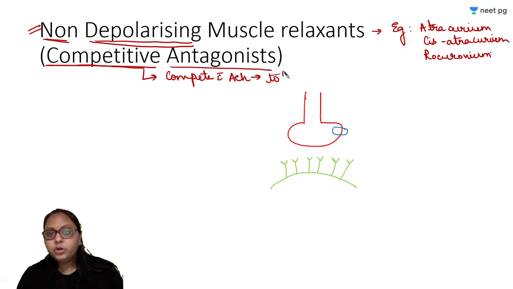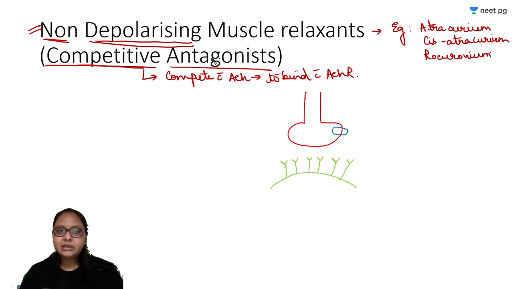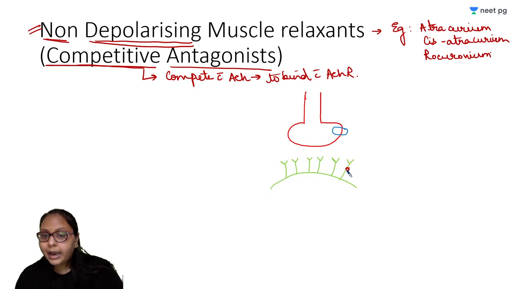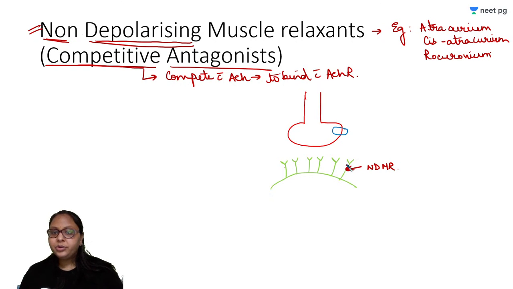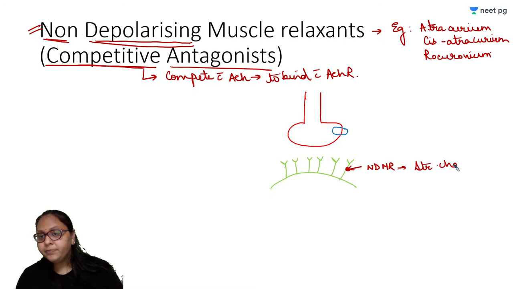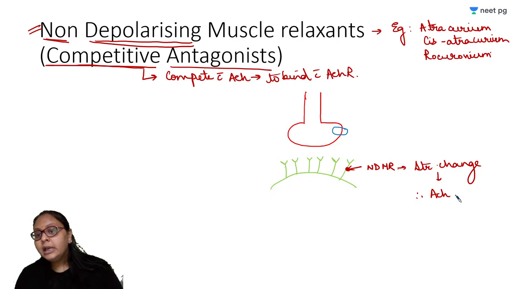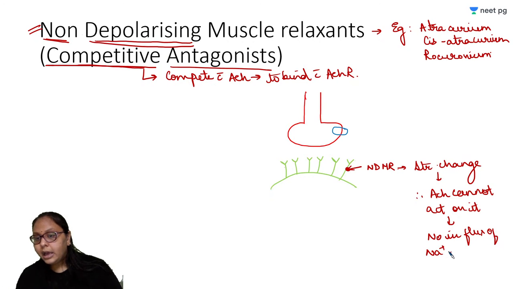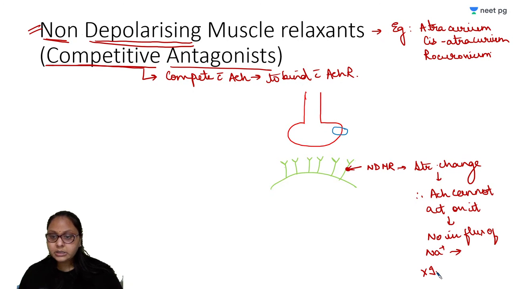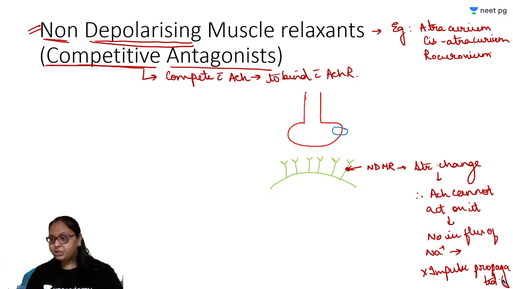acetylcholine to bind with acetylcholine receptors. So whenever the concentration of these non-depolarizing muscle relaxants is high, they will go and bind with the acetylcholine receptors, and that will cause a structural change. Because the structure has changed, acetylcholine cannot act on it, and therefore there is no influx of sodium, no impulse is propagated, and there is no muscle contraction.